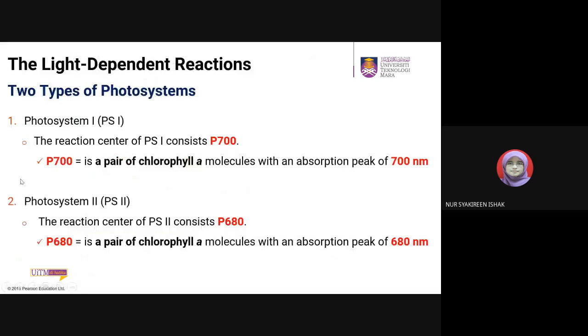Photosystem 1. PS1 bukan PlayStation tapi Photosystem 1. Sekarang PlayStation nak yang apa? PlayStation yang kelima nak keluar ya. Alright.